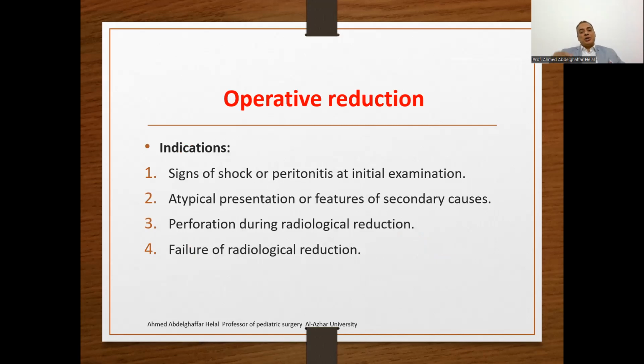Regarding operative reduction, what is the indication? Number one, if there is a sign of shock or peritonitis at initial examination, or atypical presentation or features of secondary causes. Also, if perforation happened during radiological reduction, or there is a failure of radiological reduction. All these are indications for operative intervention.